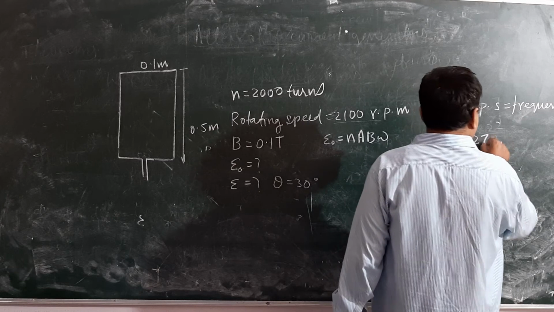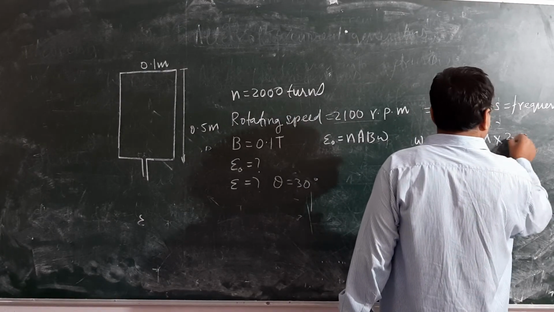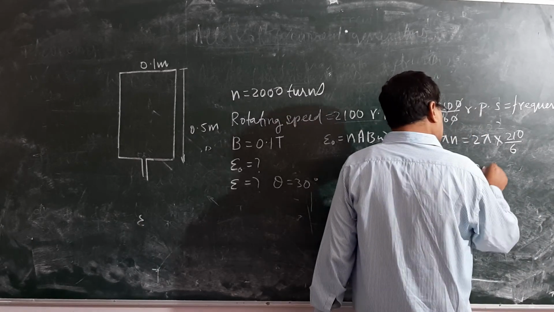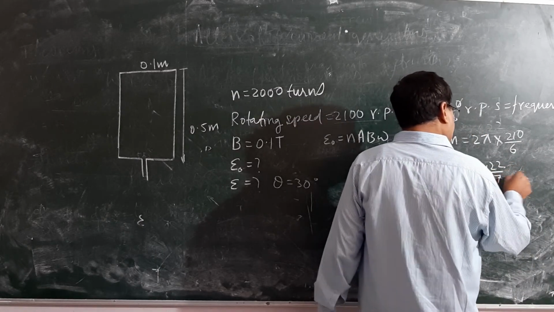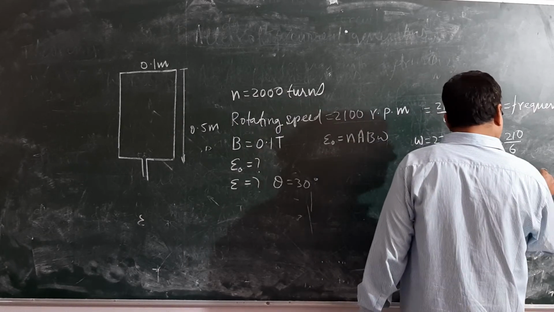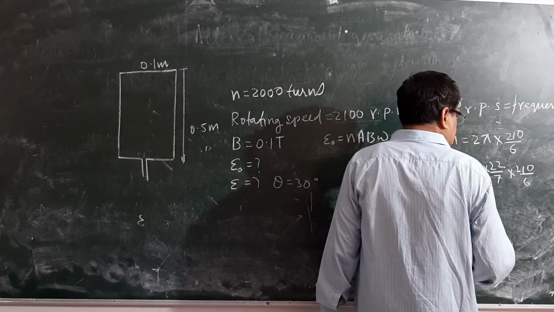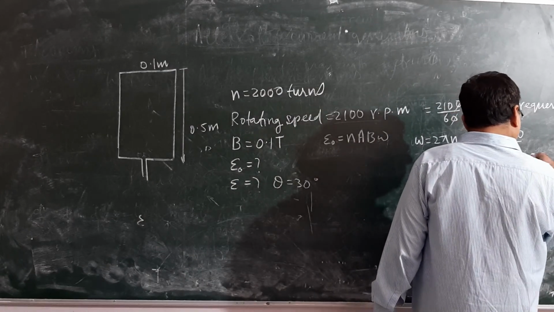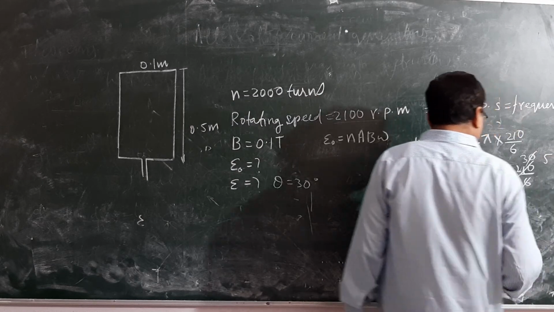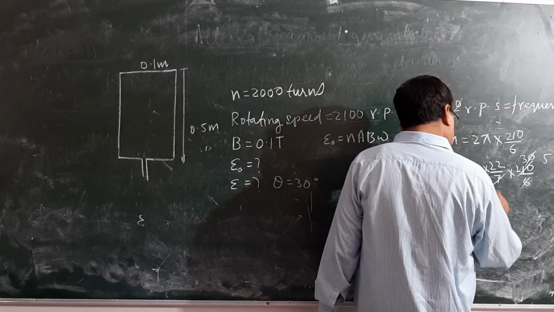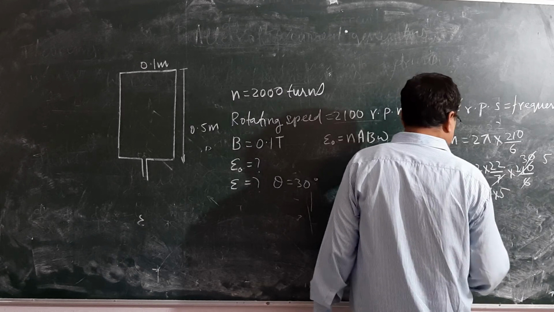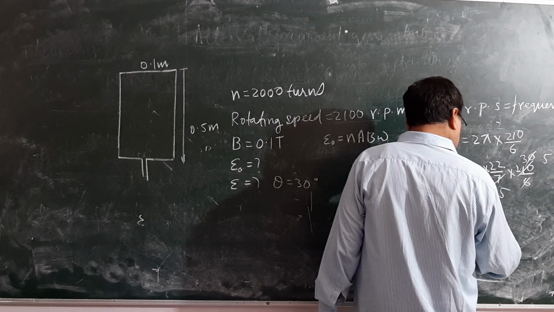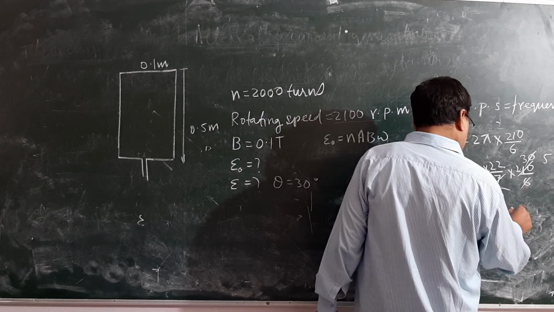That is equal to 2 pi into 210 divided by 6. That is equal to 2 into 22 by 7 multiplied by 210 by 6. So now we can calculate. That is equal to 44 multiplied by 5, and that is equal to 220 volt.